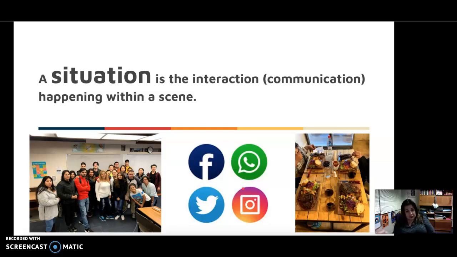And then finally, at the restaurant, the interaction that happens: I'm going to read the menu and I'm going to talk to the server. The server's going to maybe write down or just remember the order. All of that is part of the situation at a restaurant. That's part of the interaction or communication that's happening in that scene. Okay, so we have the scene as the place, situation is the interaction.